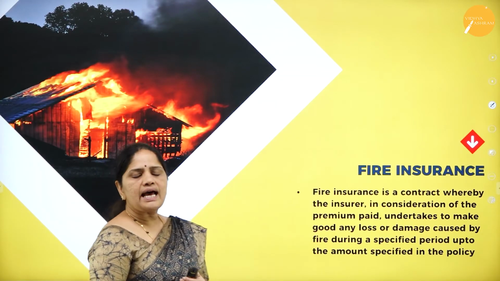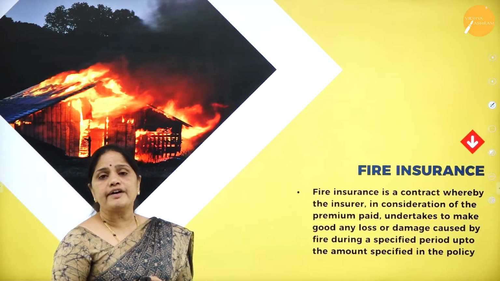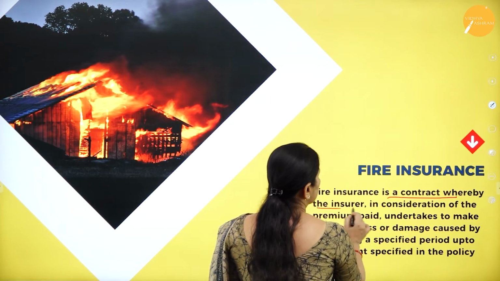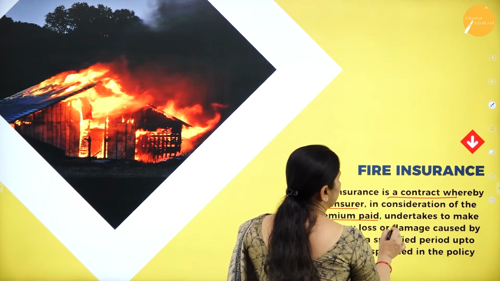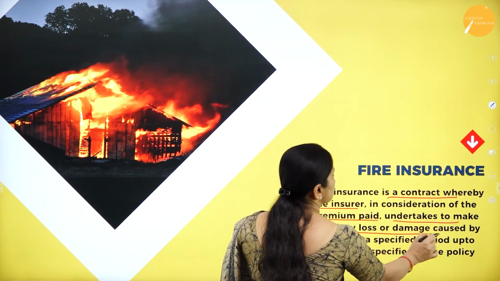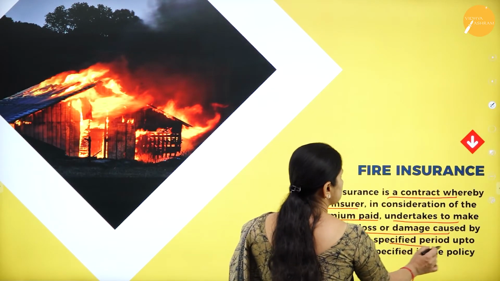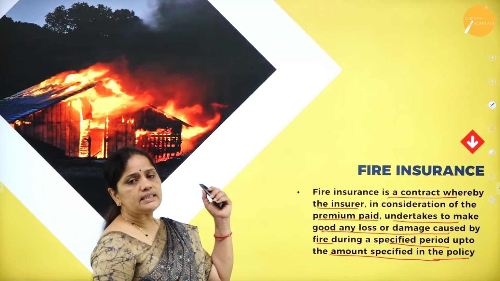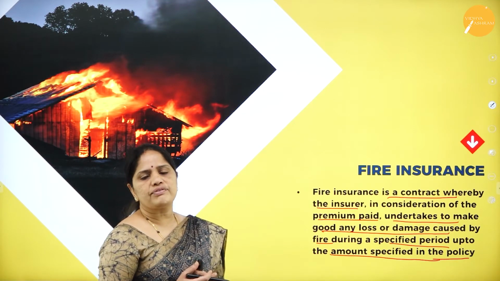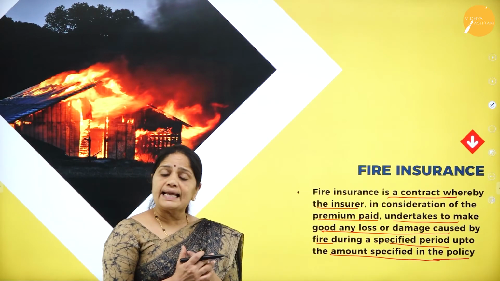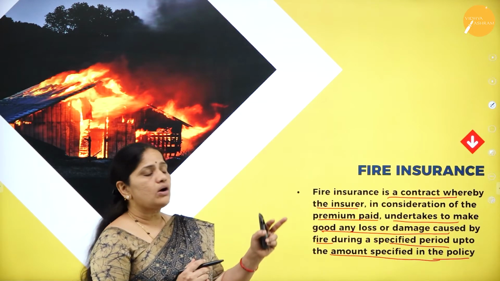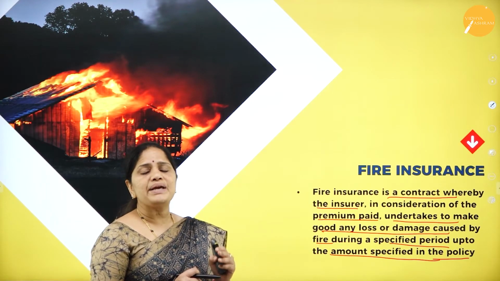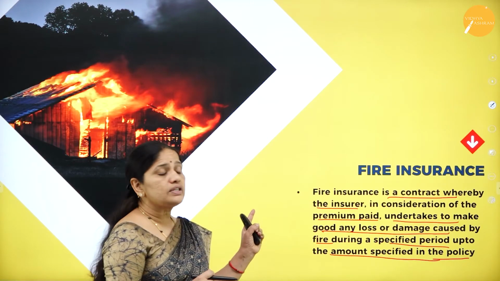Now, let us have a look at the meaning of the term fire insurance. Fire insurance is a contract whereby the insurer, in consideration of the premium paid, undertakes to make good any loss or damage caused by fire during a specified period up to the amount specified in the policy. As you can see in the image here, the property is set on fire and the fire is raging like anything. The insurance company will make good the loss in consideration for the premium paid.